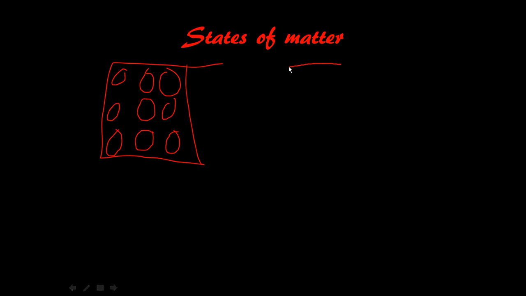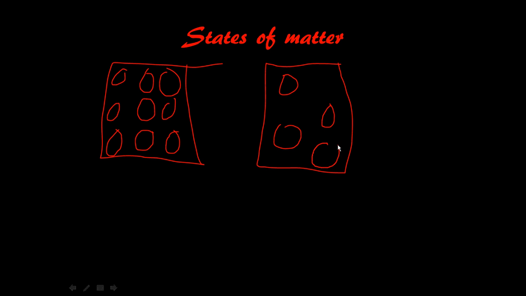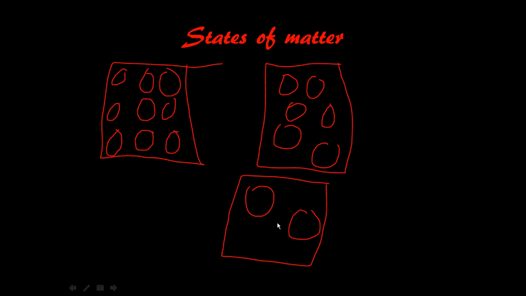Now consider that this is a container and a liquid is filled in it. How are the particles in a liquid? They are not very close to each other, and also there is no definite arrangement. Gas is just the same as a liquid, only the particles are very far away from each other. The size is the same, but they are very far from each other. Just a second, I will give you a clear idea.